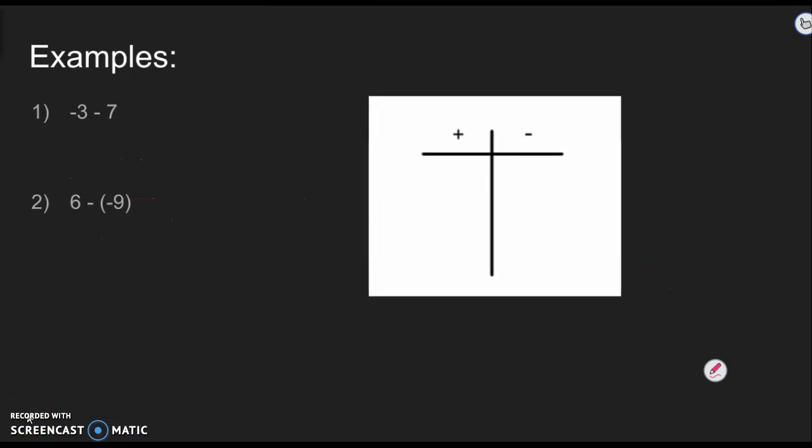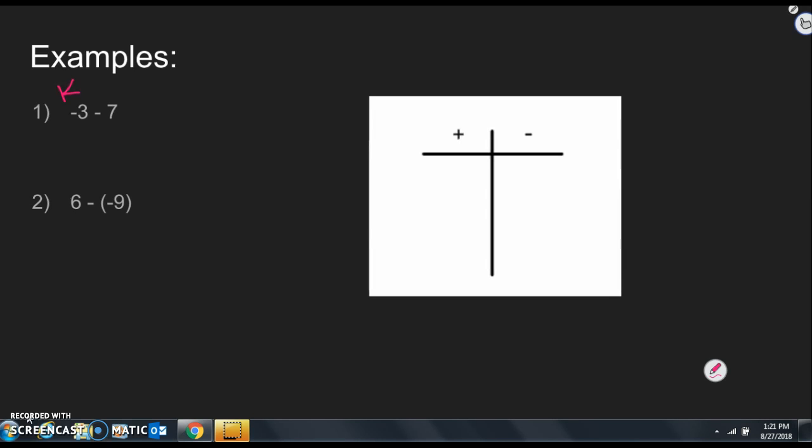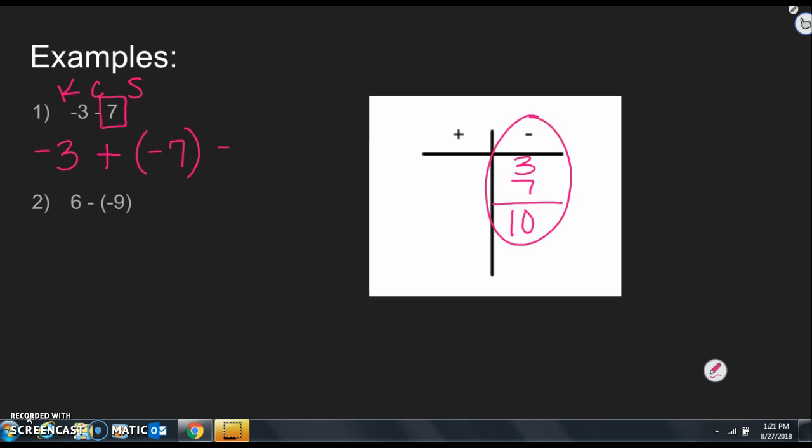Let's look at these two problems together. Number 1, negative 3 minus 7. We keep negative 3 as it is. We change subtraction to addition, and we switch the sign of the second number. Since this is a positive 7, the opposite would be negative 7. We can now plug these into the T-chart. We have a negative 3 and a negative 7. They're on the same side, and they have the same sign, so we add. 3 plus 7 is 10. Since they're on the negative side, our answer is negative 10.